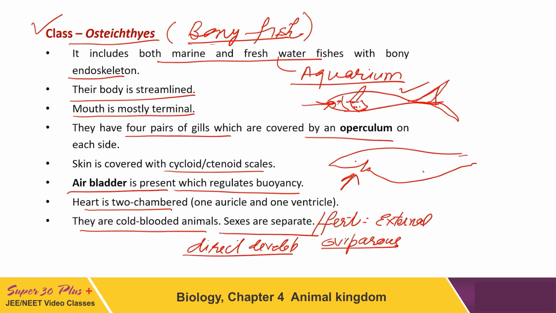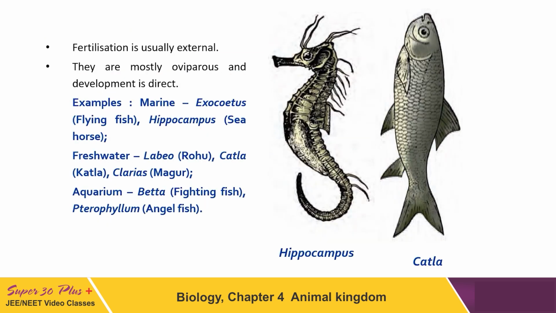Is it right? Now you have to see some particular examples. This is Hippocampus, and this is the cutlass fish. Fertilization external, oviparous, development direct. As I told you, they may be in marine water. For example, this is Exocoetus, the flying fish, and Hippocampus, the seahorse. These are found in marine water.